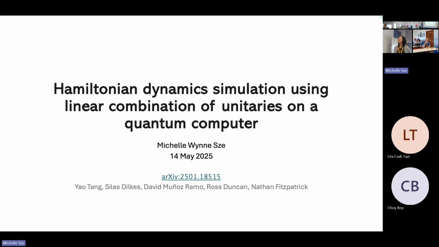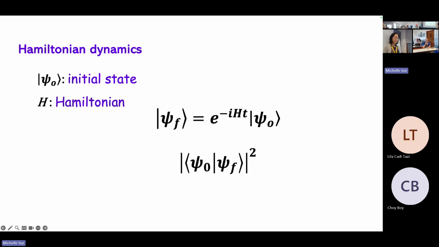So by Hamiltonian dynamic simulations, what I really mean is, we've only gone as far as taking the squared overlap of an initial state psi naught and a final state psi f, which is a time propagated initial state, given the Hamiltonian of the system.